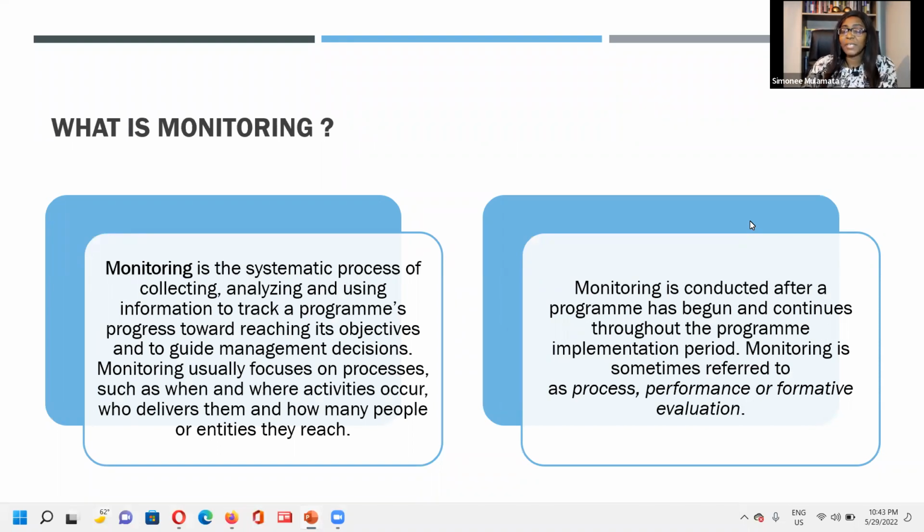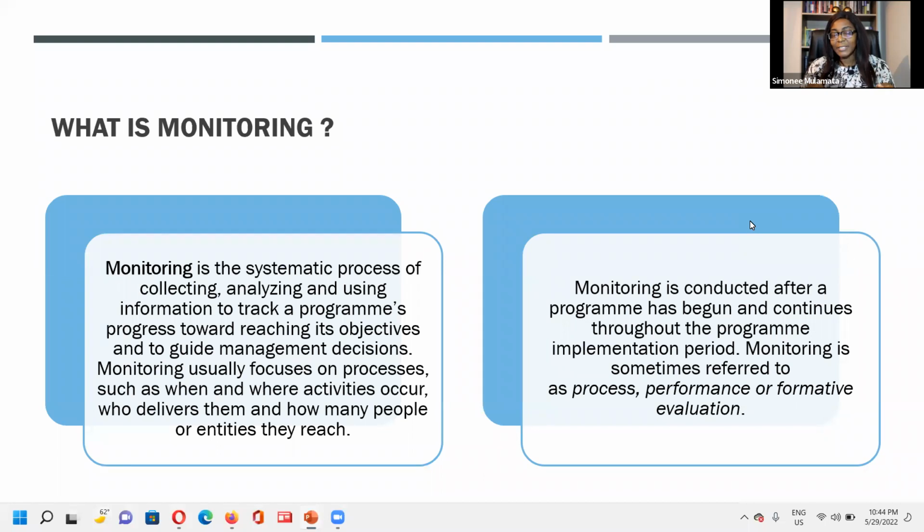So these are some of the key principles in monitoring and evaluation. Now, having spoken of the key principles, what is monitoring? Monitoring we define in different ways. One definition is it is a systematic process of collecting, analyzing, and using information to track a program's progress. It can track a business's progress. It can track a project's progress. In government, we also use monitoring and evaluation a lot to see whether we are aligned with our country objectives, and it is happening at different levels depending on the type of program that you are implementing towards reaching its objectives and to guide management decisions. That is why the information is important.